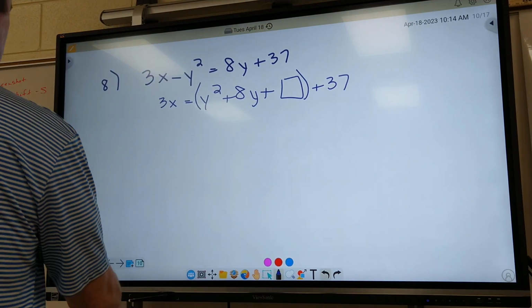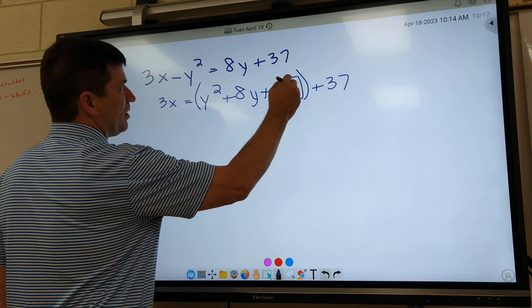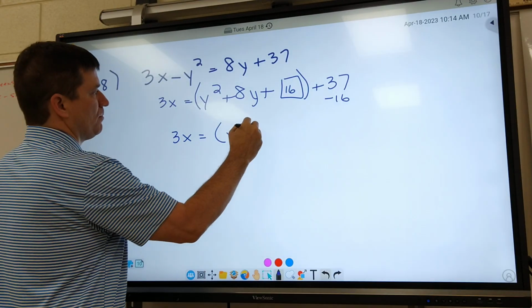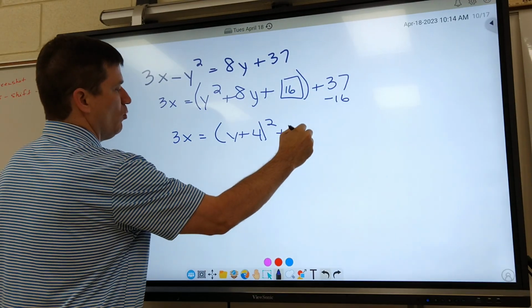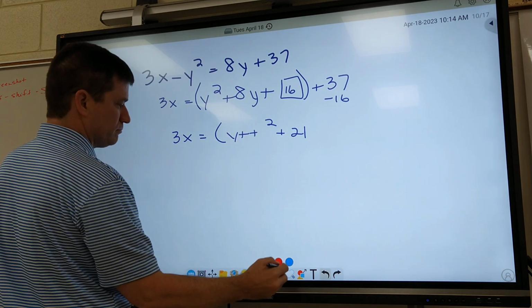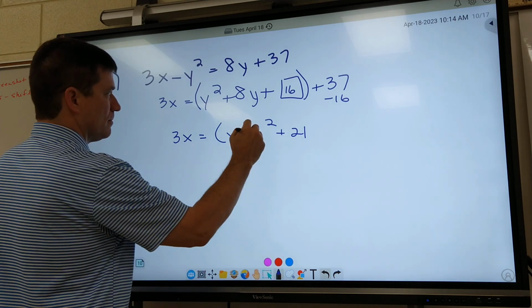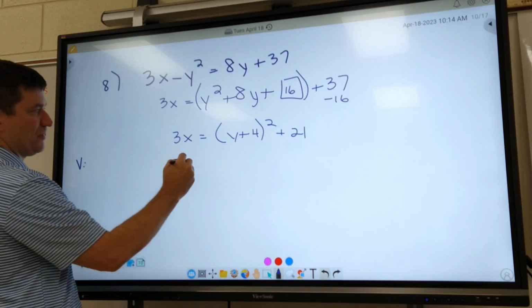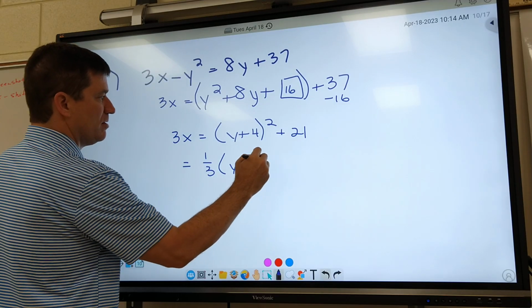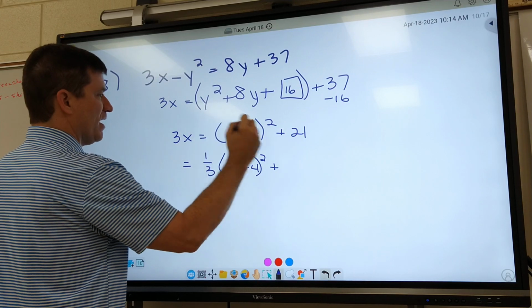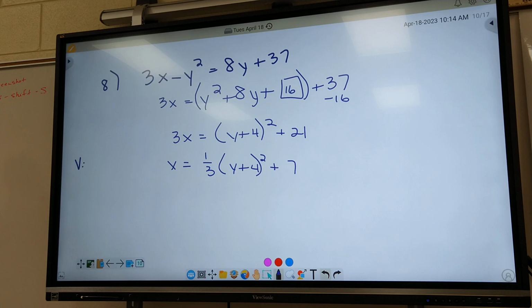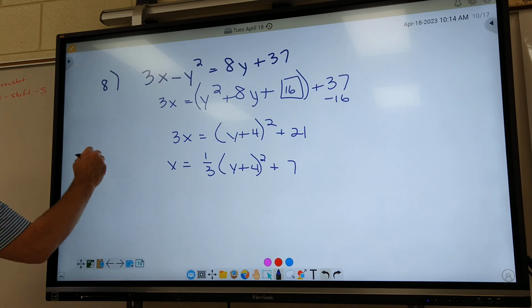All right, let's see if we all got the same thing. Half of 8 is 4 squared. I got a plus 16 there, minus 16 there. Y plus 4 plus 21. All right, so now divide by 3. So that's going to make it 1/3 y plus 4 squared. 21 divided by 3 is 7. All right, so what's our vertex on this one? 7, -4 is correct.